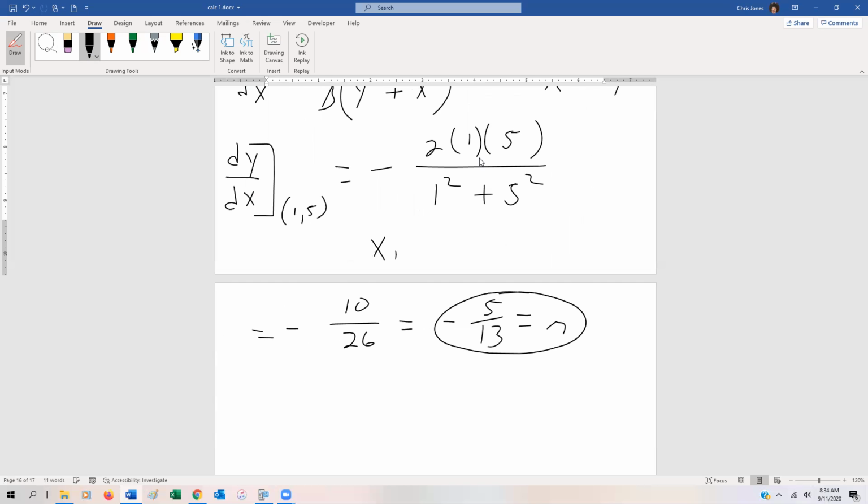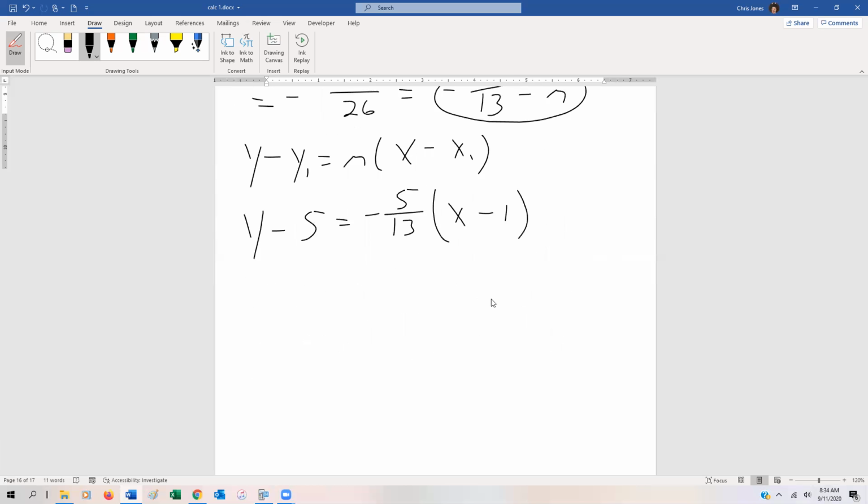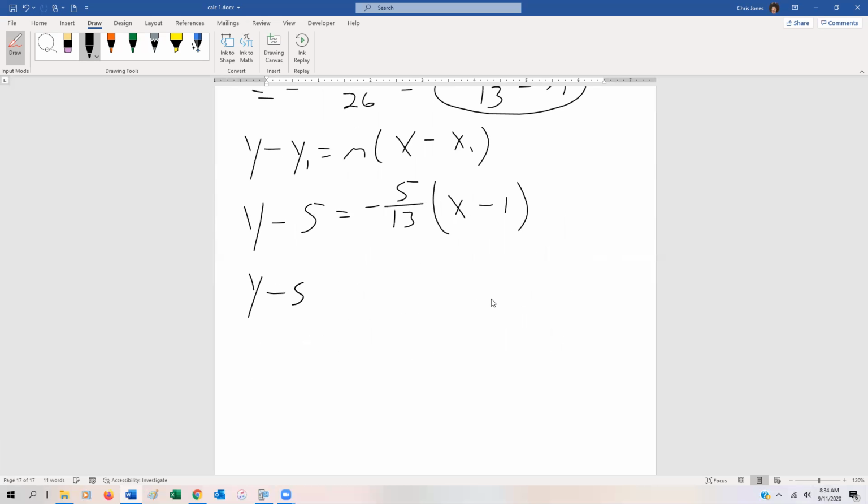We know that x1 is 1, and we know that y1 is going to be 5. So now we can go through and set up our formula for the equation of the tangent line. So remember, we have y minus y1 equals m times (x minus x1). So y minus 5 is going to be equal to, not the nicest slope that we've seen so far, negative 5/13 times (x minus 1). We're going to distribute, and we're going to get negative 5/13 x plus 5/13.